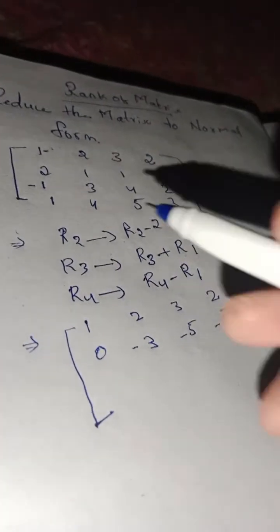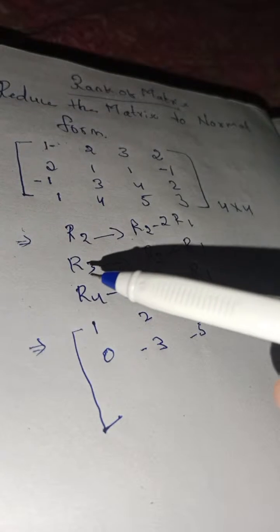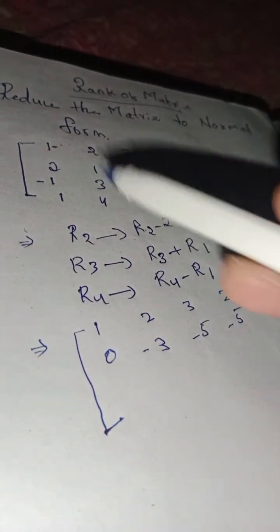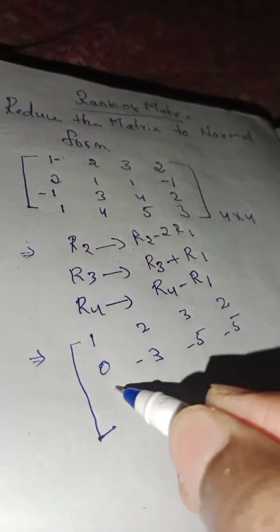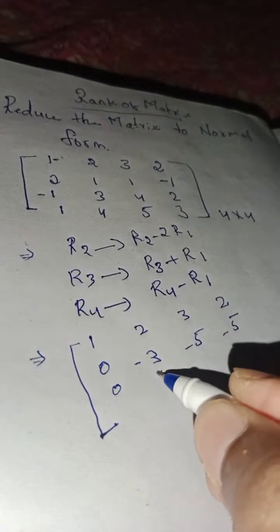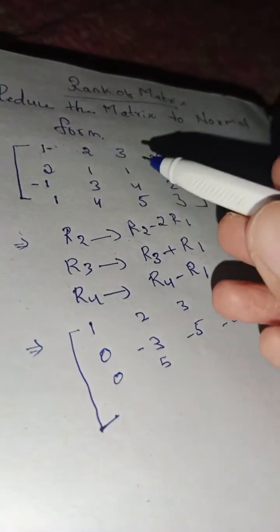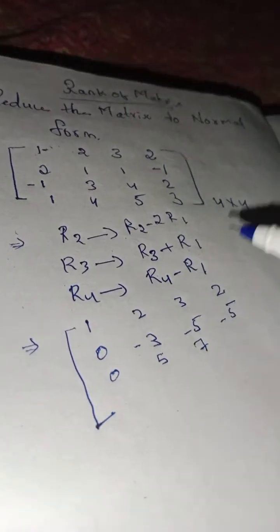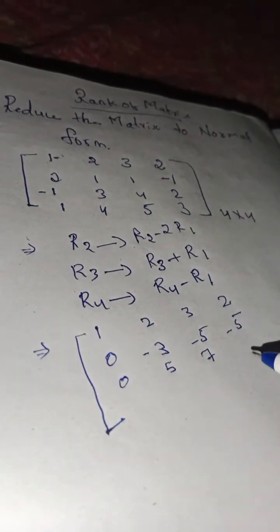So next we are going to check for R3. R3 is R3 plus R1, right? Minus 1 plus 1 will be 0. 3 plus 2 is 5. 4 plus 3 is 7. 2 plus 2 is 4.